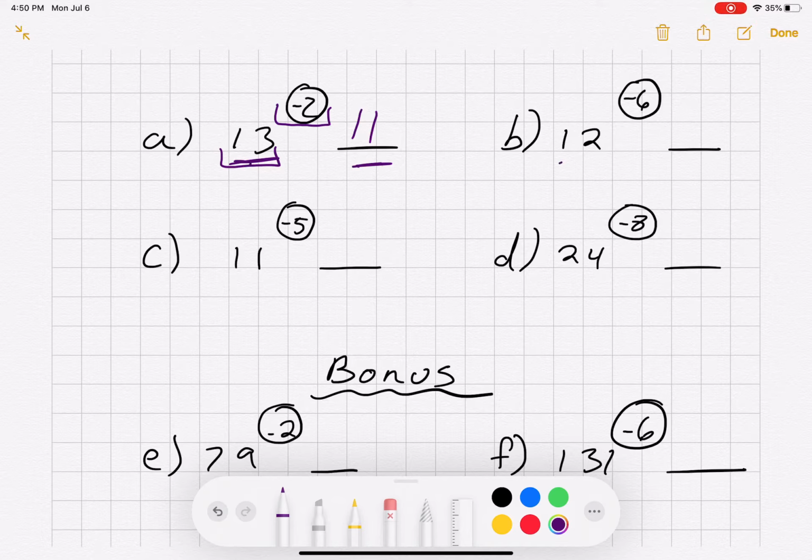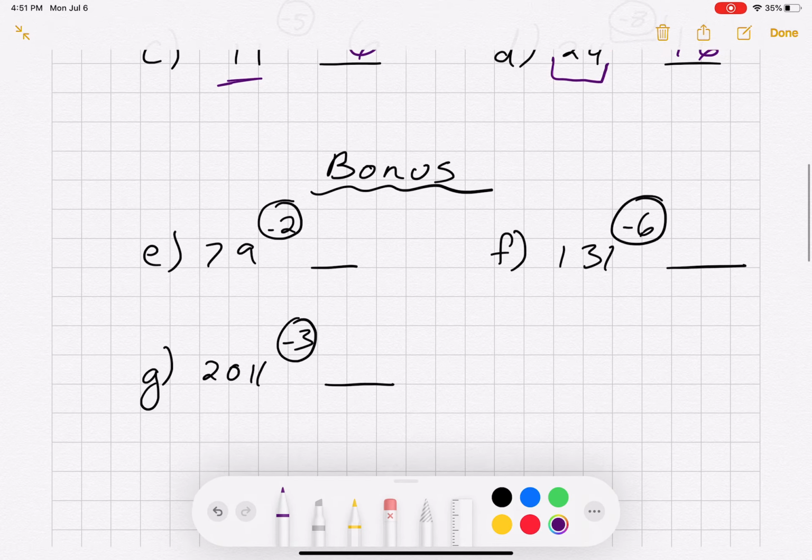Okay, so I have 12. I'm going 11, 10, 9, 8, 7, 6. And for this one, I have 11. The difference is minus 5, so 11, 10, 9, 8, 7, 6. And now I have 24, and I'm going to take away 8. That's going to be our difference. So 24, 23, 22, 21, 20, 19, 18, 17, 16.